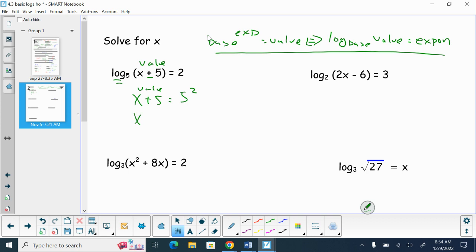Now we can solve the equation. X plus 5 equals 25, and subtract 5. X equals 20. Go to the next one, solve the next one. What's my base, what's my exponent, what's my value? Take your answer to somebody around you.